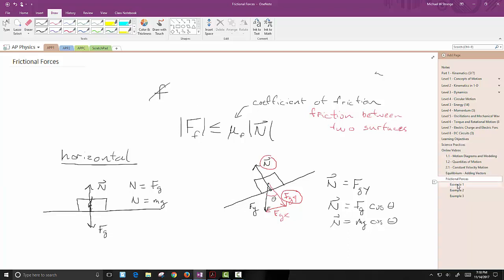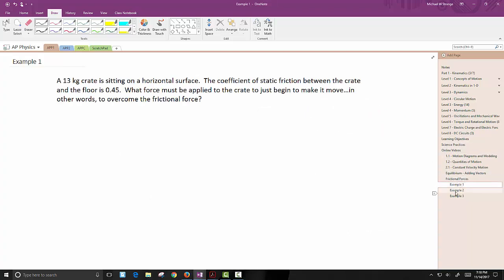Okay. So let's look at an example. We have a crate sitting on a horizontal surface. The coefficient of static friction is 0.45. What force must be applied to the crate to just begin to make it move? So it's not moving. Hold on, I lost my little cursor.